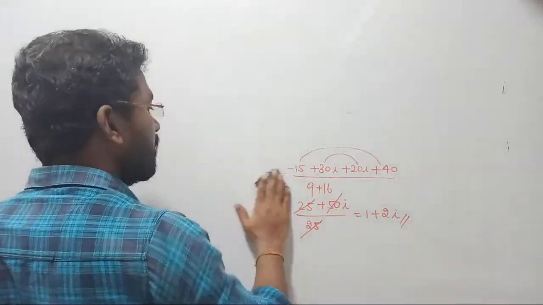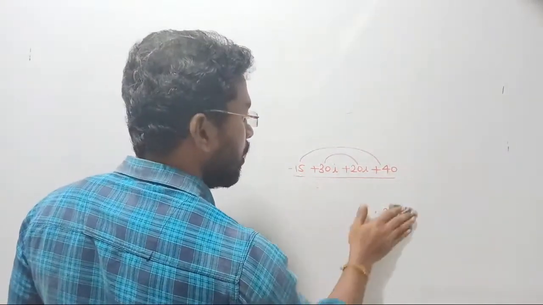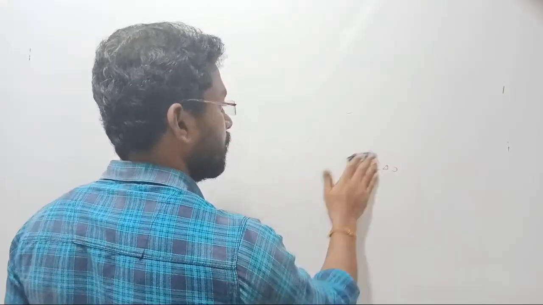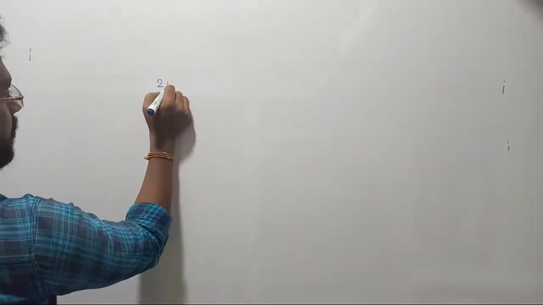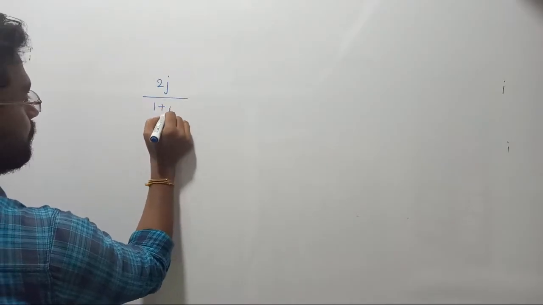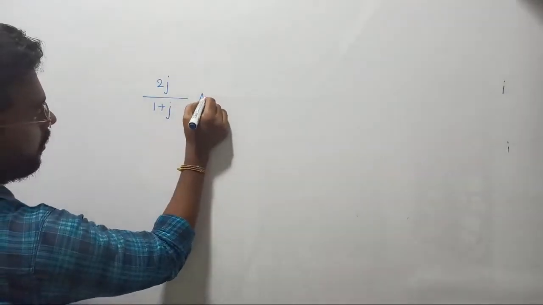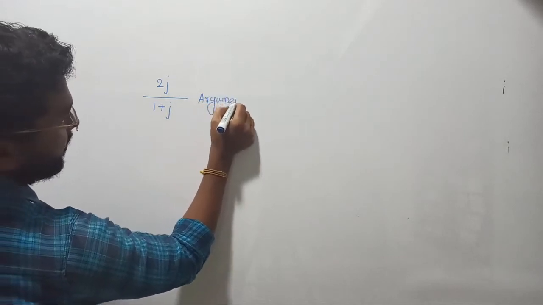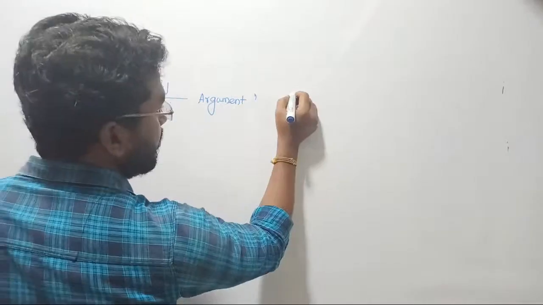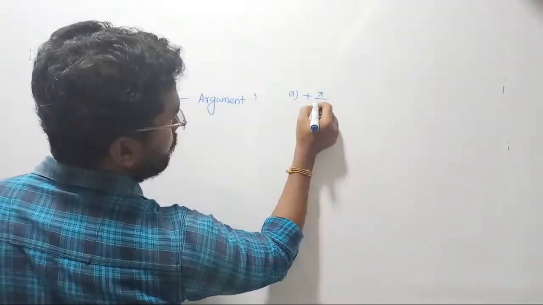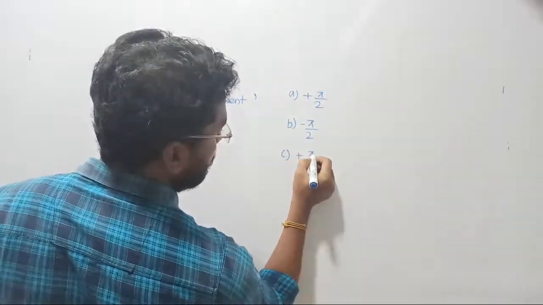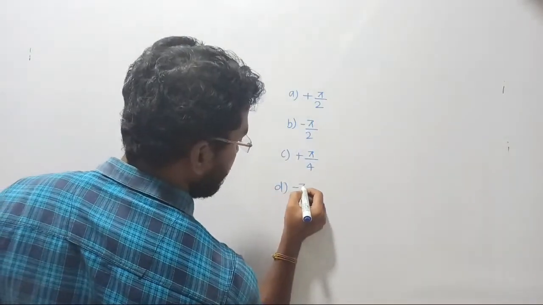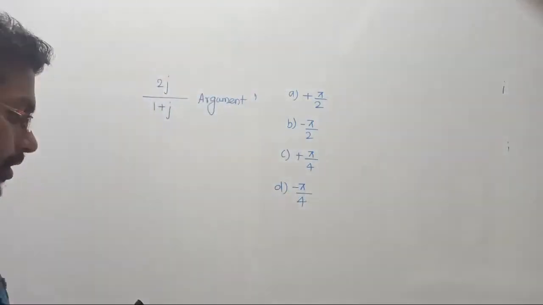The next question is, find the argument of the given expression. The given expression is 2j upon 1 plus j, right? The question is, find the argument of the given expression. Of course, they have given 4 options. Option A, plus pi by 2. Option B, minus pi by 2. Option C, plus pi by 4. Option D, minus pi by 4.